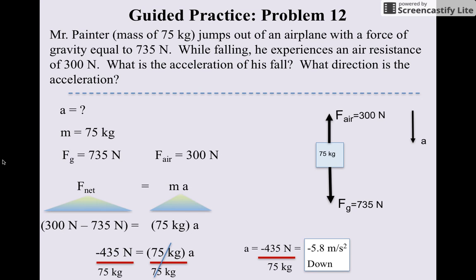Now the problem asks not only what is the acceleration, but what is the direction of acceleration. And so it's negative 5.8 meters per second squared, and it is moving down. That makes sense. If I jump out of an airplane, I fall down and accelerate down. And that ends this screencast.